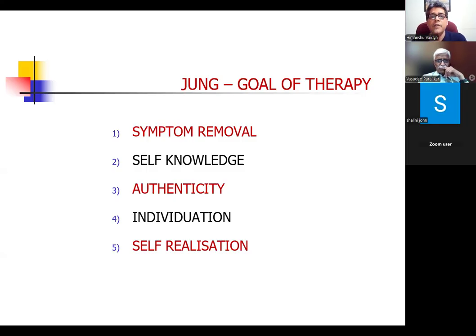What is the goal of Jungian therapy? Symptom removal, self-knowledge, authenticity, individuation, and self-realization. So you will see, out of 5, 1 is clinical and 4 are non-clinical. So this is really not a clinical psychology focused school. It is more like a seeker's school.